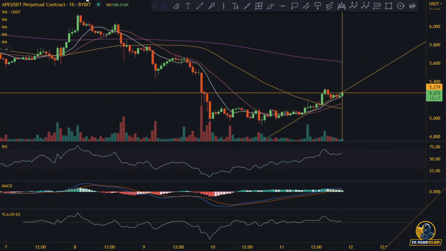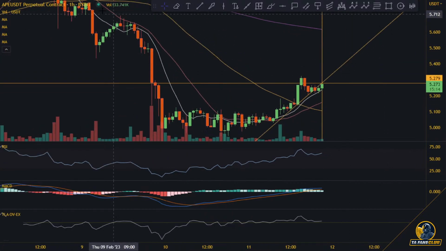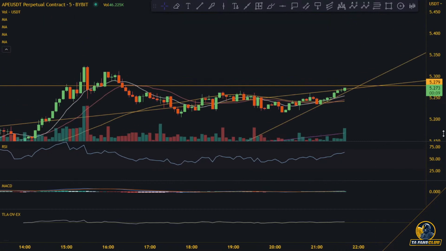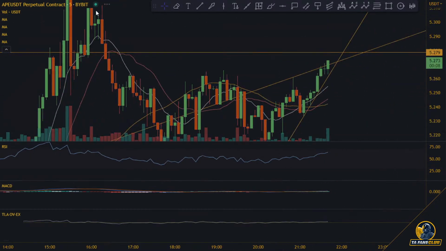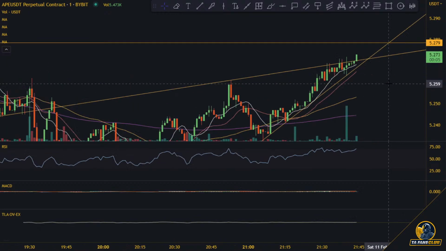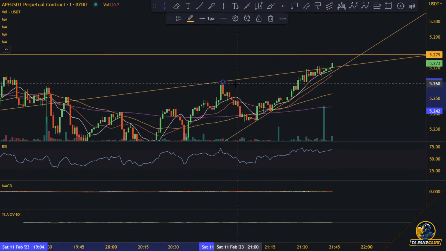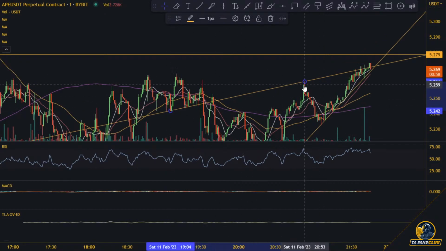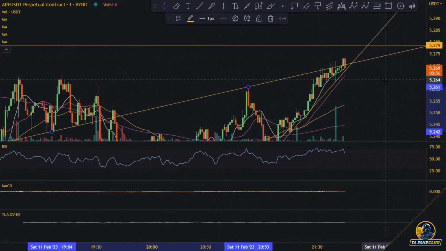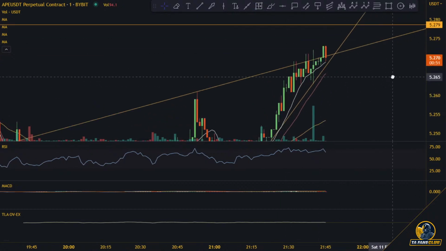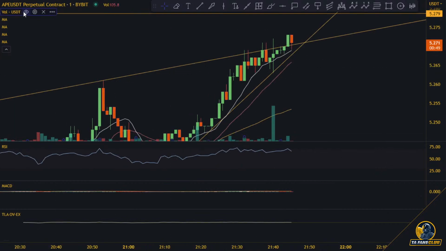I'm so scared to short ape. Why am I so scared to short ape? We're just slowly climbing the trend up here towards the upside. Came close enough. Was that I can't bounce above 5k a while ago?